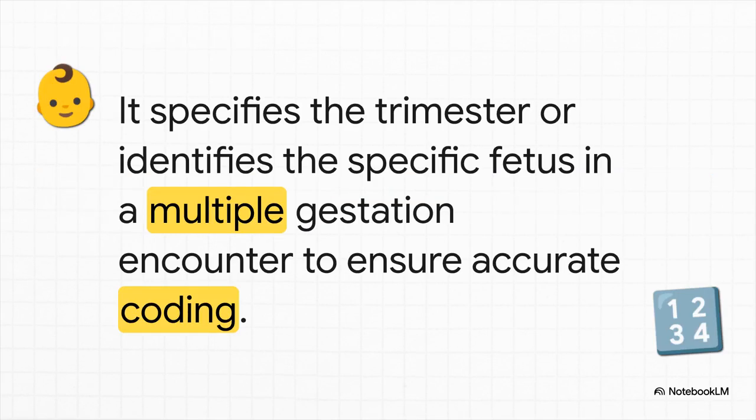Now, you are going to rely heavily on that seventh character extension to paint an accurate clinical picture, especially when you're looking at twins or triplets. In Chapter 15, this seventh character is a real game changer. It doesn't just specify the trimester. In cases of multiple gestations, it tells us exactly which fetus is affected by the complication. Like, is this issue happening to fetus 1 or fetus 2? That little seventh character tells the whole story.